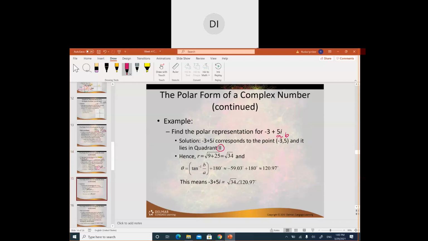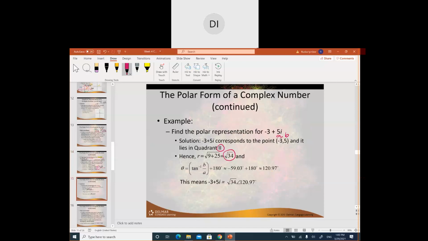So you're going to find the r. For r, technically it doesn't matter which quadrant you are in, only for the angle, for theta. So you're going to do a squared plus b squared, right? So a squared: -3 times -3 is 9. 5 times 5 is 25. When you add it, you get the square root of 34. That's the r. That's the distance from 0.